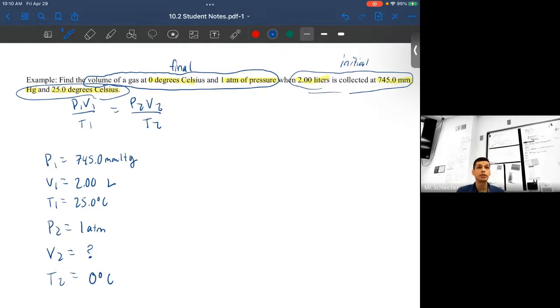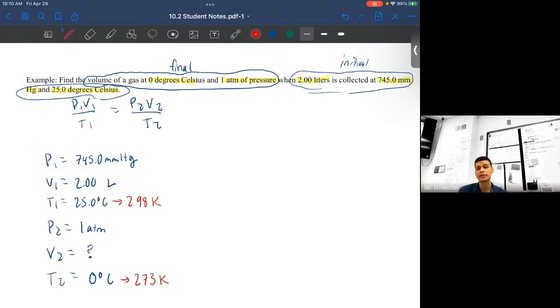Okay, so let's look at our variables and make sure they make sense before we even do any math. All right. So I know, first of all, temperature has to be in Kelvin. So let's make sure that's in Kelvin first. I'm given degrees Celsius, so let's convert this to Kelvin. 25 degrees Celsius should be like what? 298 Kelvin, so plus 273. And then 0 degrees Celsius plus 273 should get us 273 Kelvin.